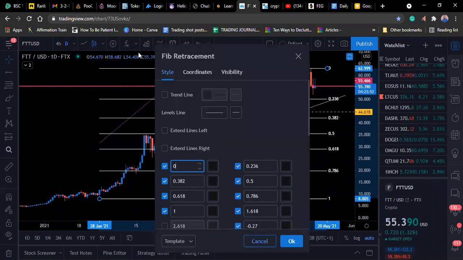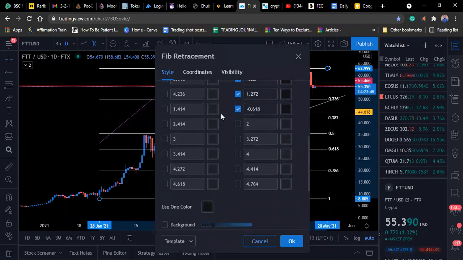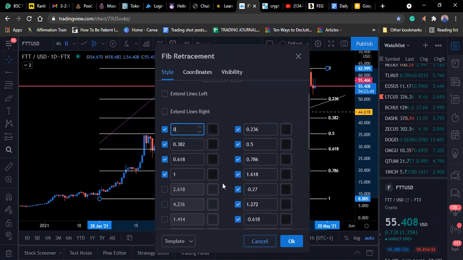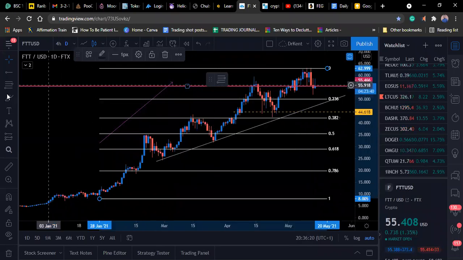You can customize it here. You can add the different values that you want your fib to have. But by default, it comes with the standard levels. So you click on OK, that's fib.